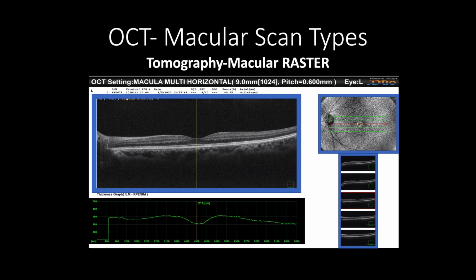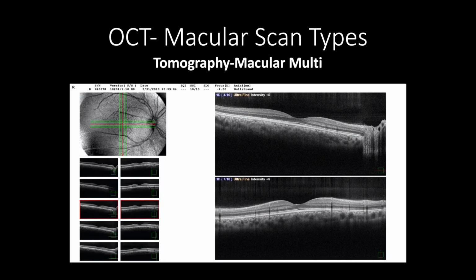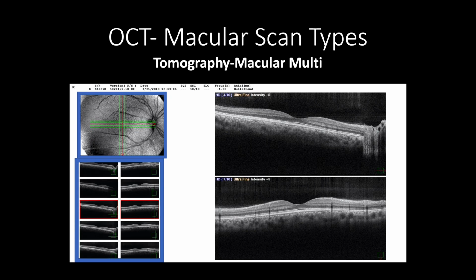In contrast, the macular multi-scan provides both horizontal and vertical line scans, which are very useful to study macular changes without skipping any pathology, in a square form from crossed horizontal and vertical lines. Both raster and macular multi are great for following up patients with macular diseases.